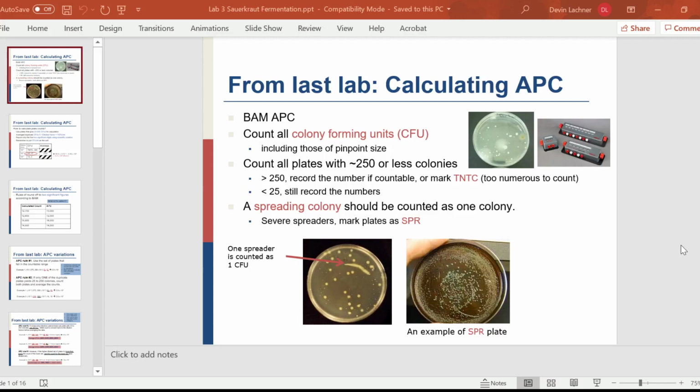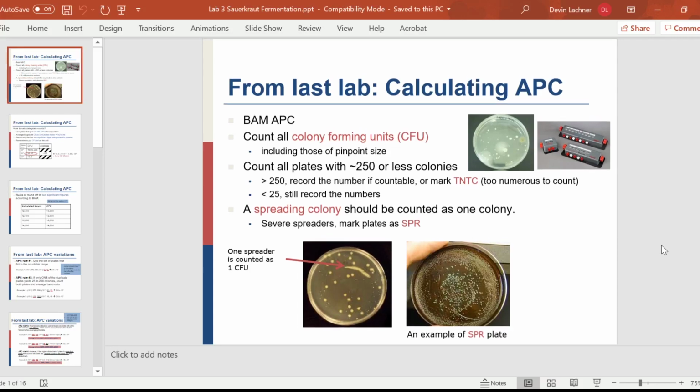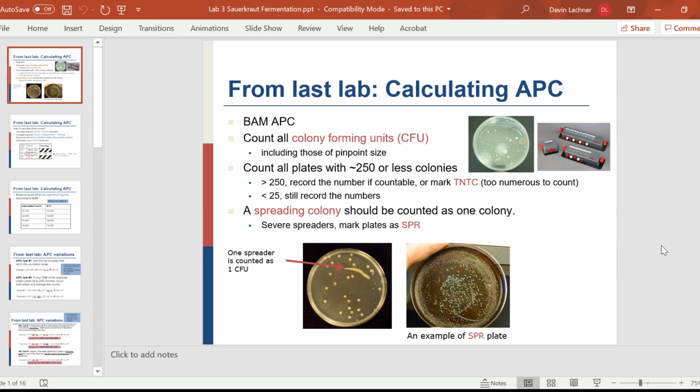Hello everyone, welcome back. Today is going to be our first week of our sauerkraut fermentation. So first thing I want to go over is calculating your aerobic plate count, APC.